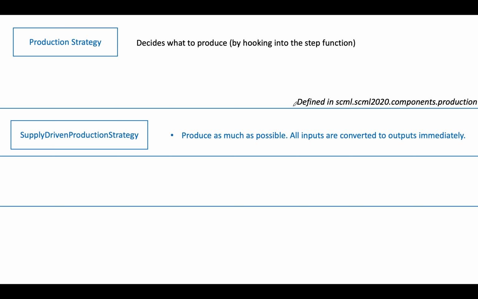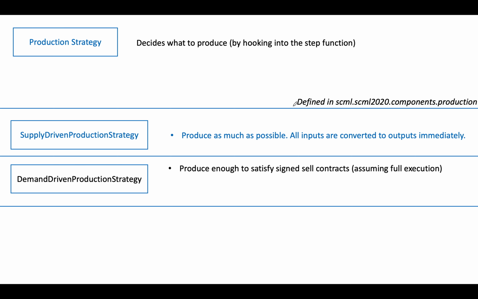The first one is supply-driven production strategy. It makes the agent produce as much as possible. So whenever some inputs are available for it, it generates the outputs. That has the risk of doing too much production and not being able to sell it in the future, so you lose the production cost.